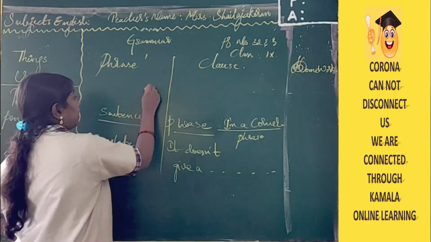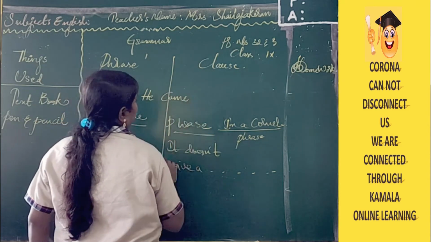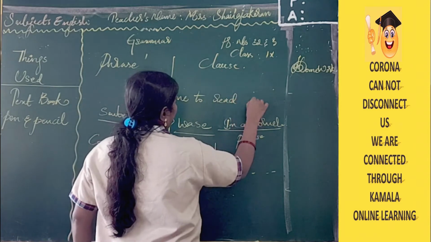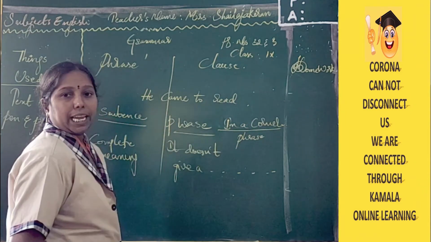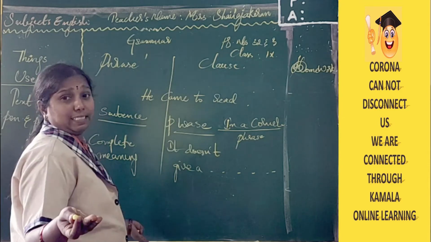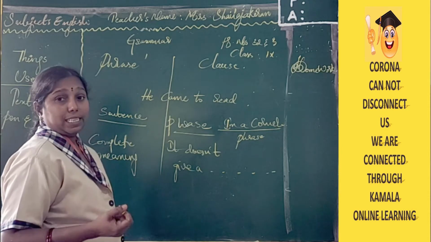Now I told you this example. See here: "He came to read." It's giving a complete meaning. "He came to read" is a sentence. See here, subject is there, verb is there. So it is a sentence.